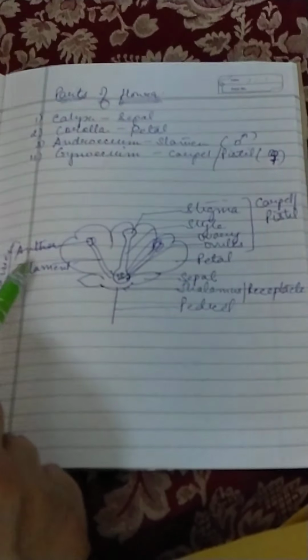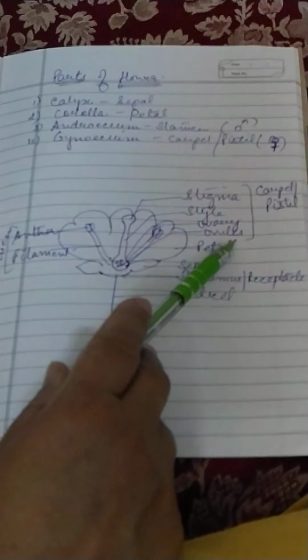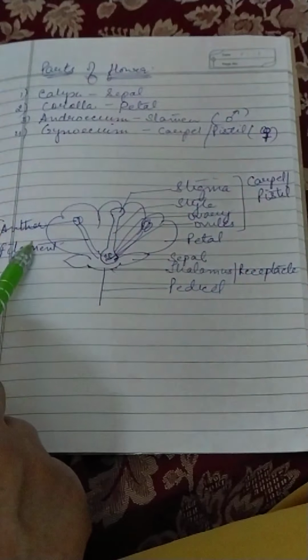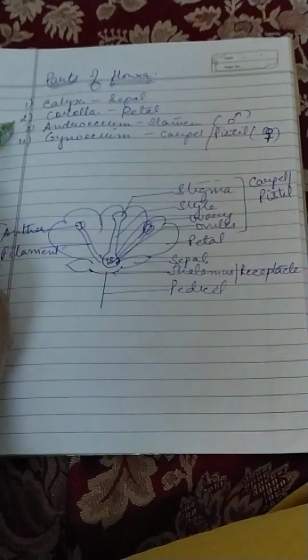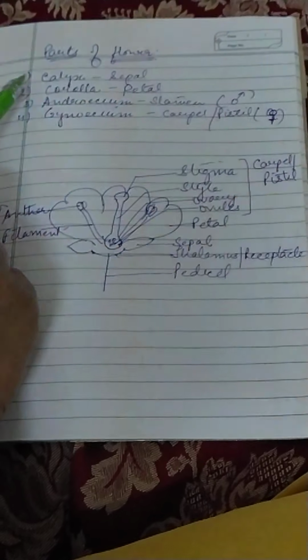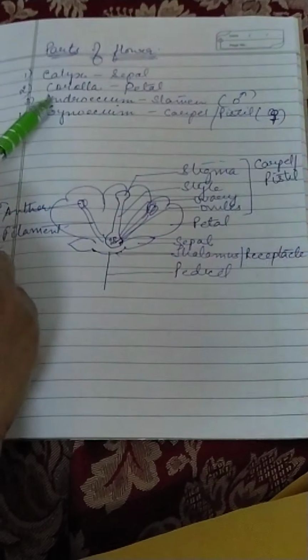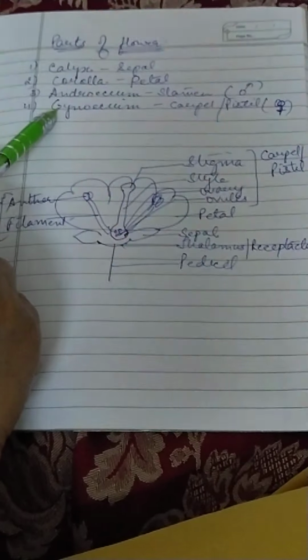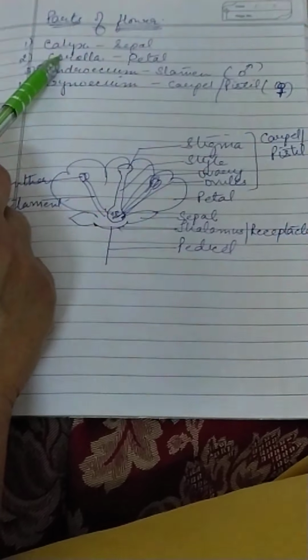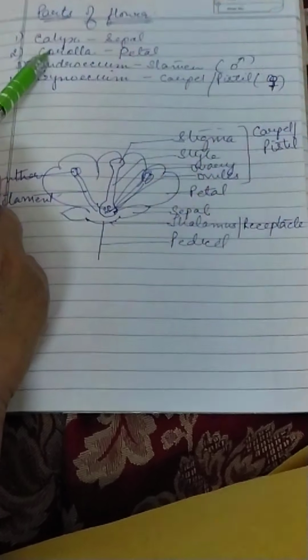The essential parts of the flower are androecium and gynoecium. Both are present. If both are present, we say these are essential parts. And the first two, calyx and corolla, are non-essential parts of a flower, in which they are just helping in reproduction. These androecium and gynoecium take up reproduction, and calyx and corolla only help in reproduction, so they are called non-essential parts of a flower.